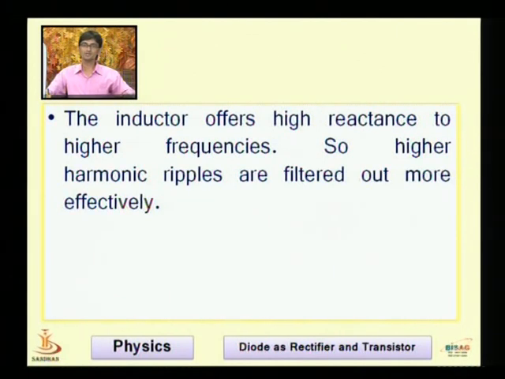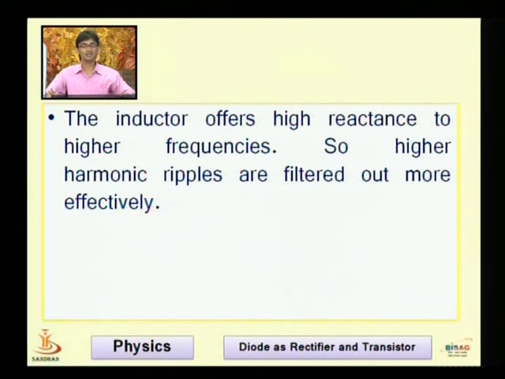Now let me try to see XL, that is inductive reactance. The formula for XL is equal to 2 pi FL. Now if there is a frequency, XL and frequency are directly proportional. As F increases, XL increases. So just try to read this statement: the inductor offers high reactance to high frequencies. XL is proportional to F.